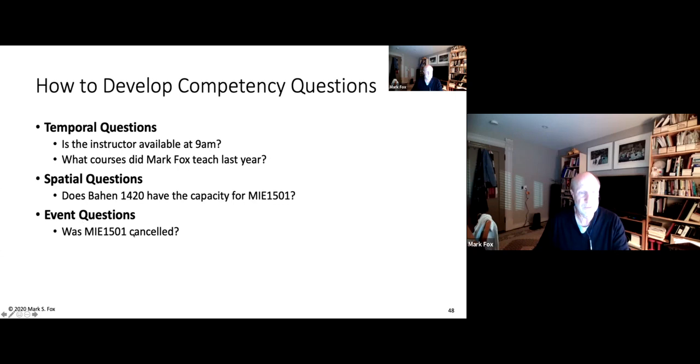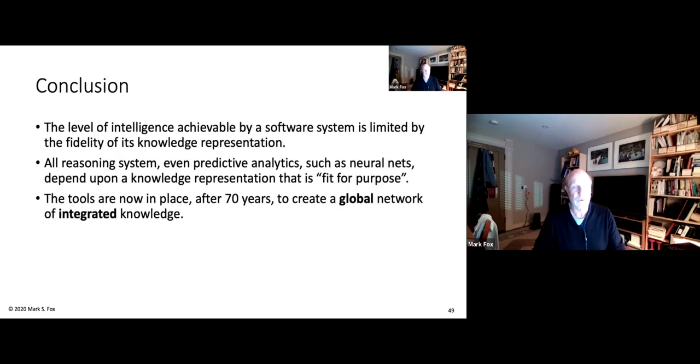Was MIE 1501 canceled? So the goal is to identify all the competency questions so that when we are exploring the engineering of that ontology, we are guided by the questions that need to be answered by that ontology. So in conclusion, the level of intelligence achievable by software systems is limited by the fidelity of its knowledge representation.